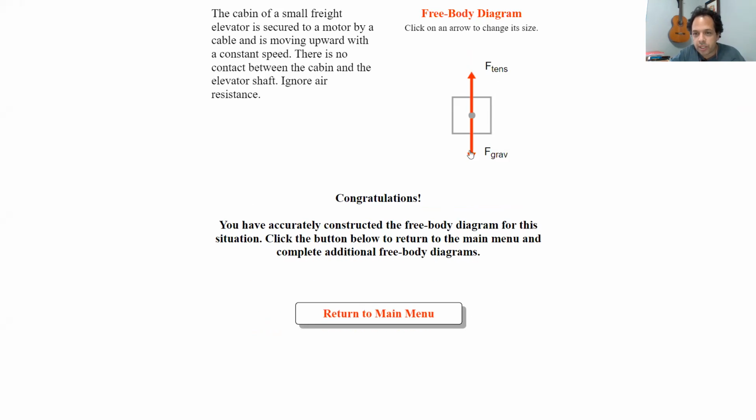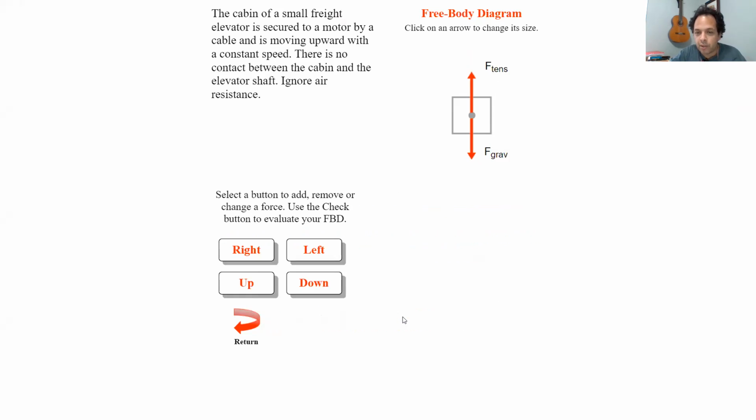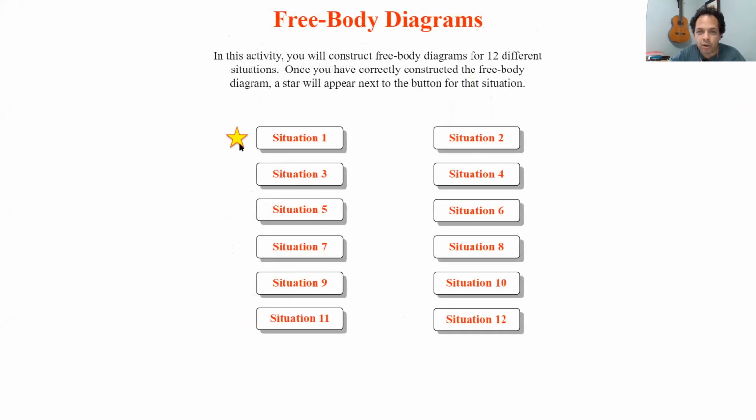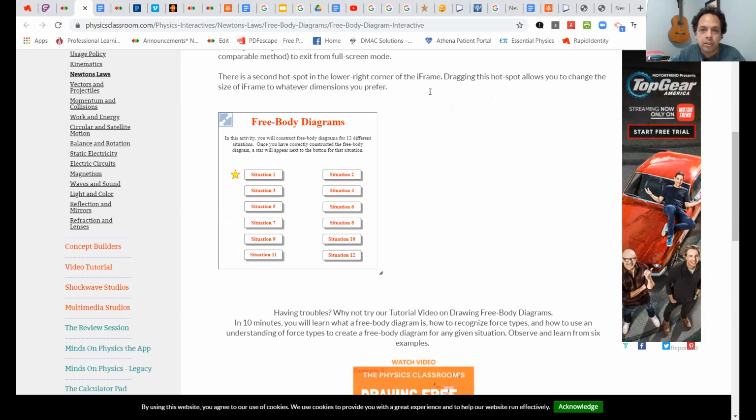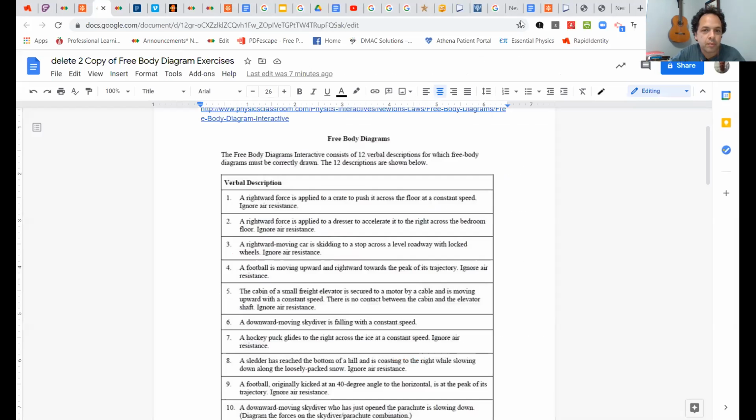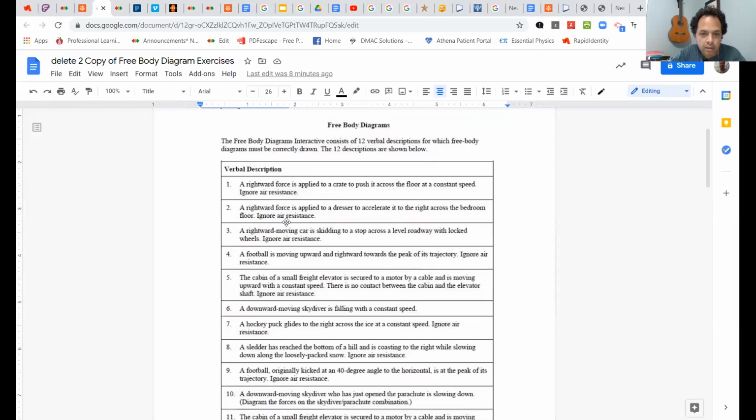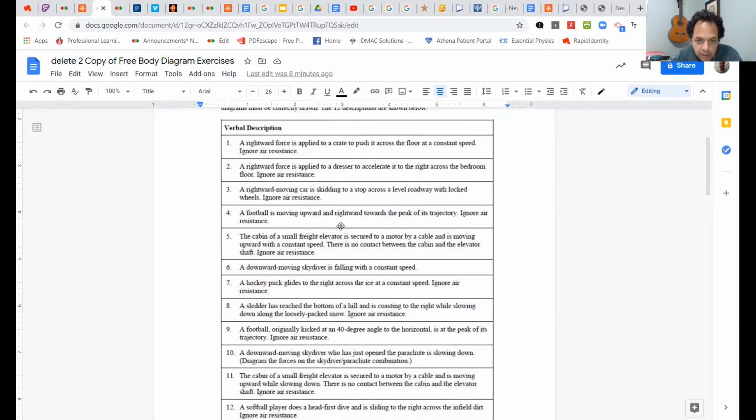So force tension, force gravity. Once you get it right, a star will come up. The program kind of mixes up the situations. So let's look at what number that was for us. We just did the football cabin. It's moving upward with constant speed. Yeah, we did number 5.